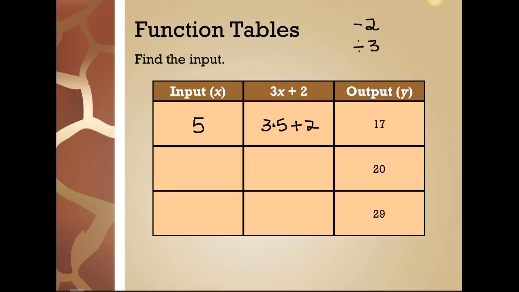To find the input for 20, first we will subtract 2, which gives us 18, and then we will divide that by 3, which gives us 6. 3 times 6 plus 2 will give us 20, because that is 18 plus 2. To find the input for 29, we'll subtract 2, which gives us 27, and then we will divide by 3, which gives us 9. 3 times 9 is 27, plus 2 is 29. So you can see, in order to find the input, we just need to work in reverse.